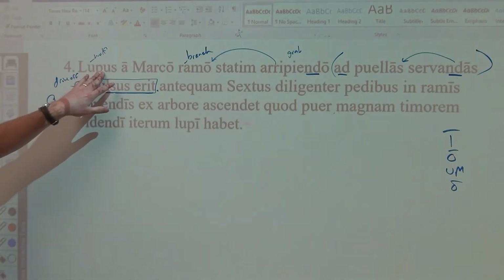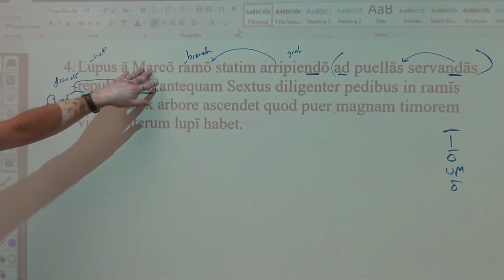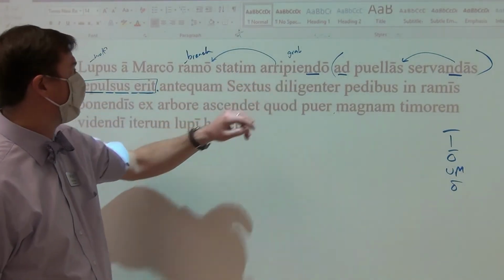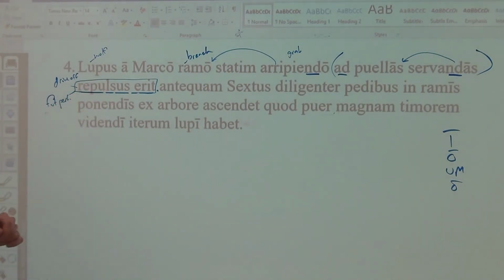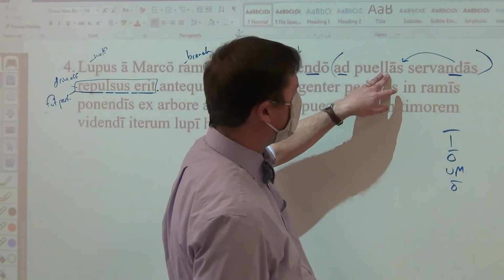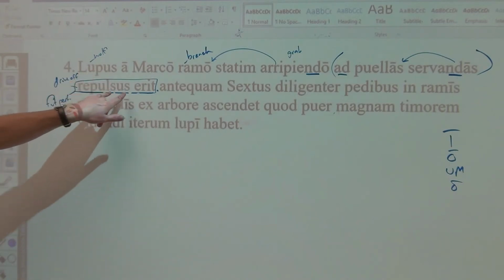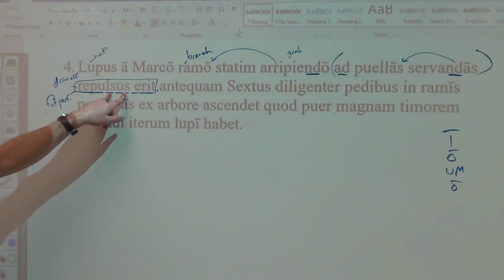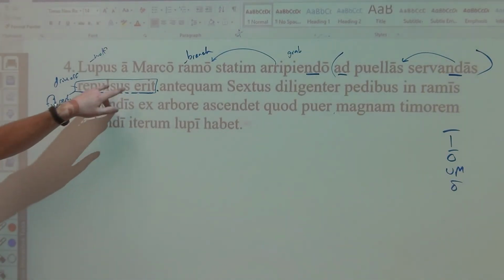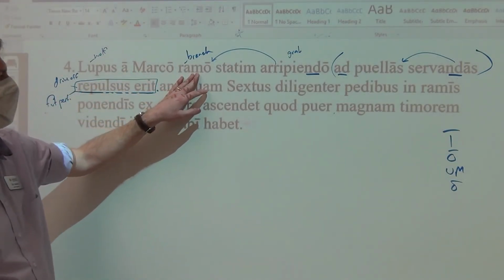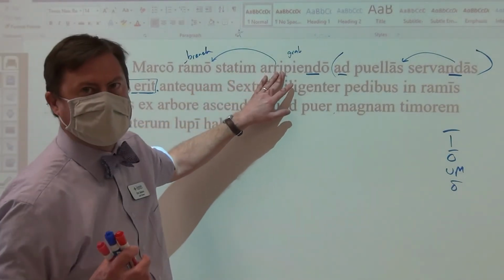Let me walk you through it. Lupus repulsus erit a Marco, a Marco ramo statim arripiendo, ad puellas servandas. So it says, the wolf will have been driven off. Will have is the expression of future perfect and it's passive, so been. Driven off by Marcus with a branch immediately about to be grabbed.